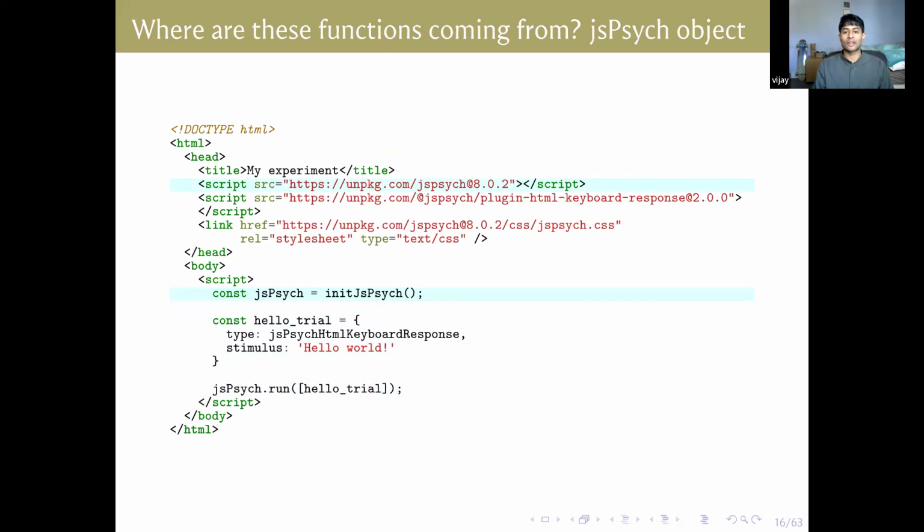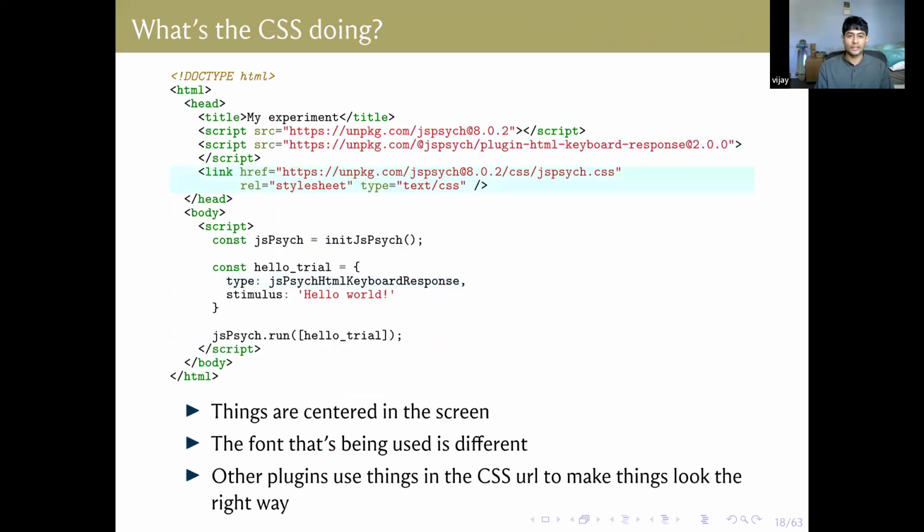First I want to explain one common confusion people have, which is where these names are coming from. Usually the way I would answer that question is to remove things from the head section to figure out what breaks. But in this case, I will tell you where things are coming from. The initJsPsych function is coming from the jsPsych library, which is loaded by this line here. The jsPsychHtmlKeyboardResponse variable is coming from the plugin loading line here. And the CSS isn't really responsible for anything in the JavaScript part, but it's making the page look nice. If you remove this, you'll see nothing is centered anymore. It all looks bad. So that's what this is doing.